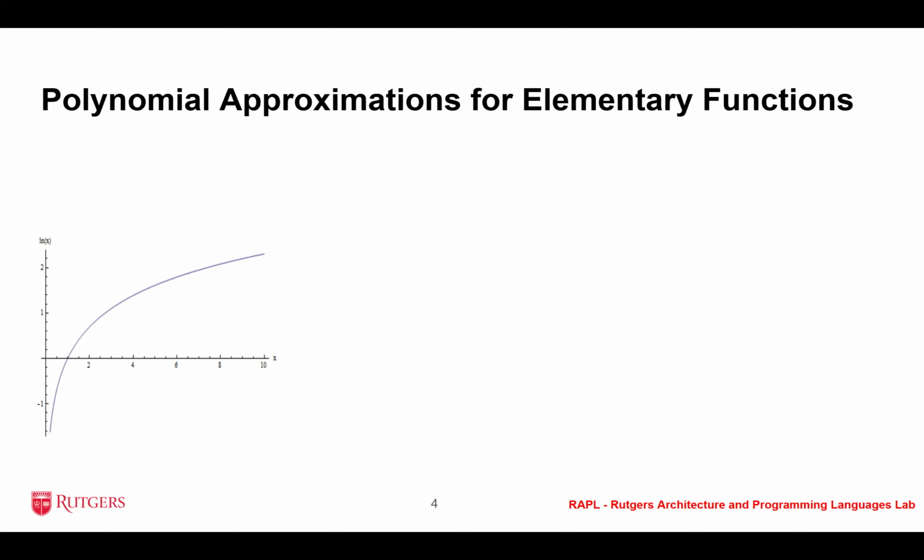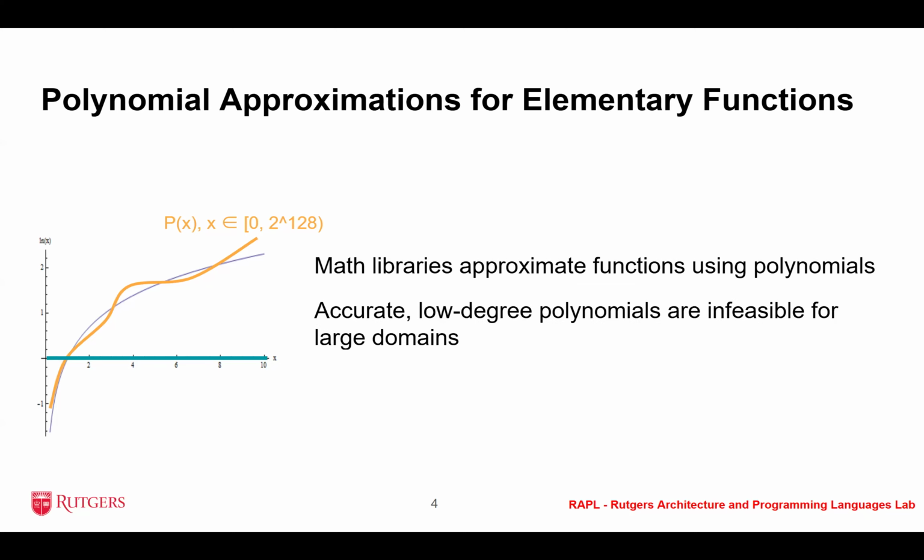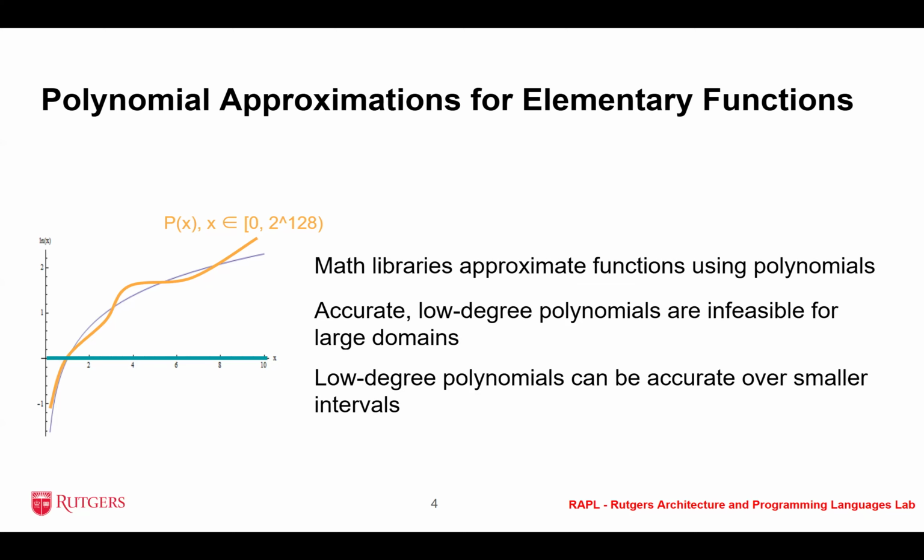Now that I've established our notion of correctness, I'll provide some details on how math libraries actually implement elementary functions. Math libraries approximate elementary functions using polynomials. The cost of evaluating a polynomial is roughly proportional to the number of its terms, so lower degree polynomials are preferable. Unfortunately, low degree polynomials that can accurately approximate over a wide domain, such as the full dynamic range of 32-bit floats, are likely infeasible for many elementary functions. However, low degree polynomials can be accurate over smaller intervals.